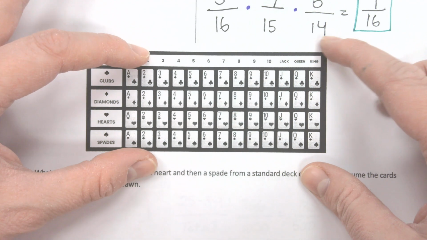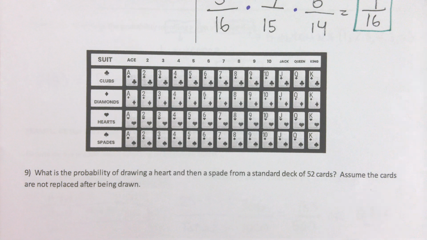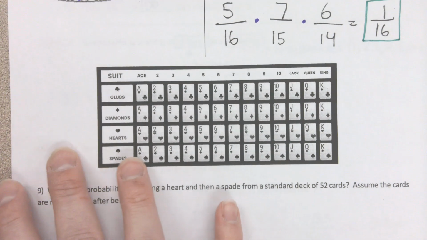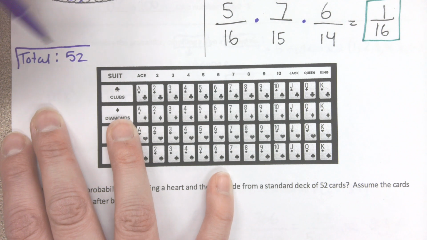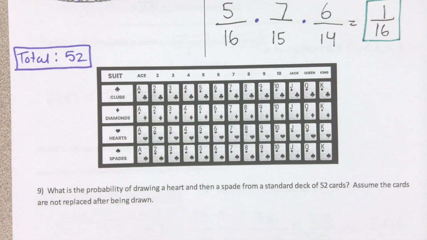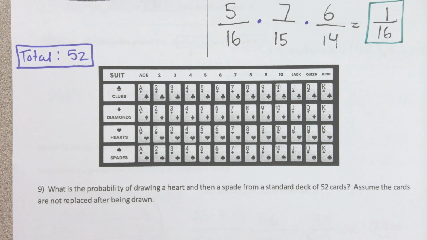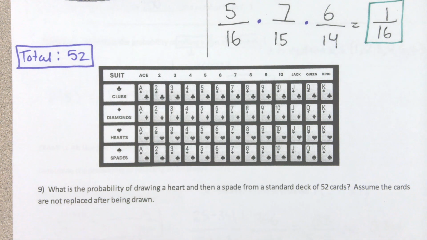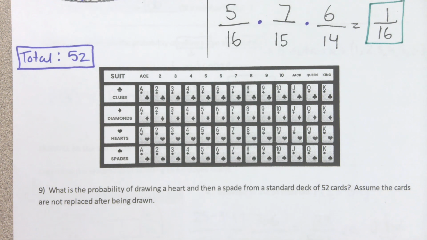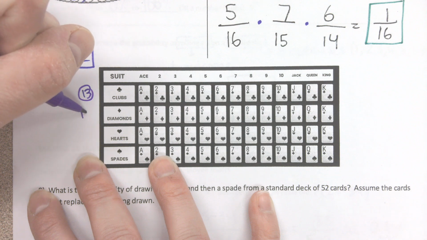So we have all 52 cards laid out here. So let's start there with that total number, 52. That's an important number to know, 52 cards in a standard deck. In a deck of cards, you have the 4 suits: clubs, diamonds, hearts, and spades. Without counting, how many cards are in each suit? Anybody know that number? 13, thank you. So each suit has 13 cards.